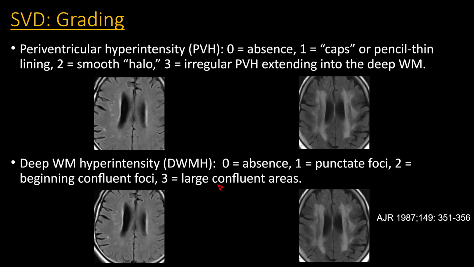And then 3 would be large confluent areas. And in this particular one, you can see this is the periventricular hyperintensity, and this is some additional deep hyperintensity right here. So this is pretty confluent deep hyperintensity, same as over here. This stuff is all deep confluent hyperintensity. So this would be a 3 for both deep white matter as well as the periventricular hyperintensity.